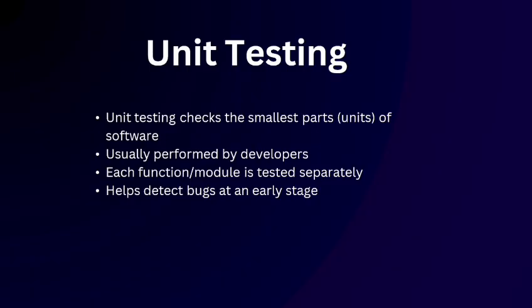Unit testing is the process of testing the smallest parts of a program such as a function or method. It is usually done by developers during the coding phase itself. The main goal is to ensure that each unit works correctly in isolation. This type of testing helps in detecting errors very early, which makes fixing them easier and cheaper. So, unit testing is considered the first level of testing.